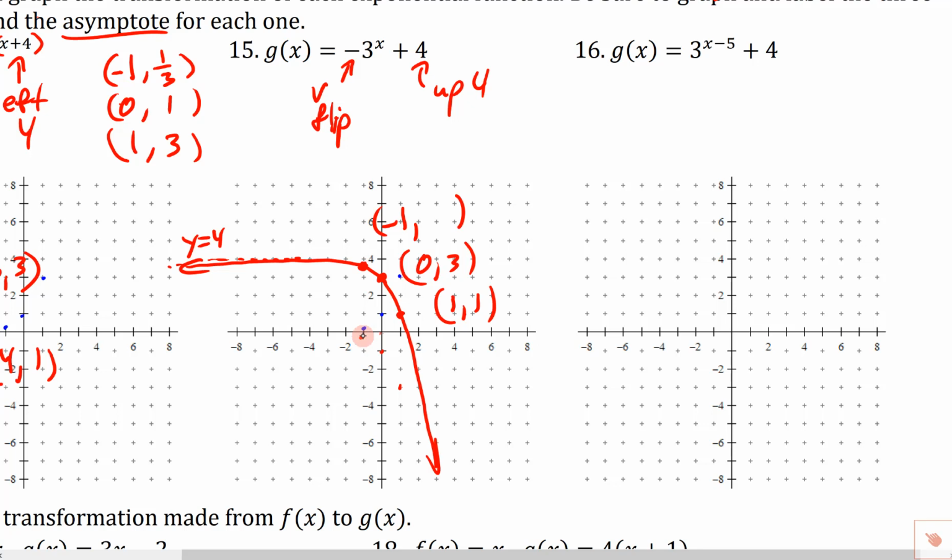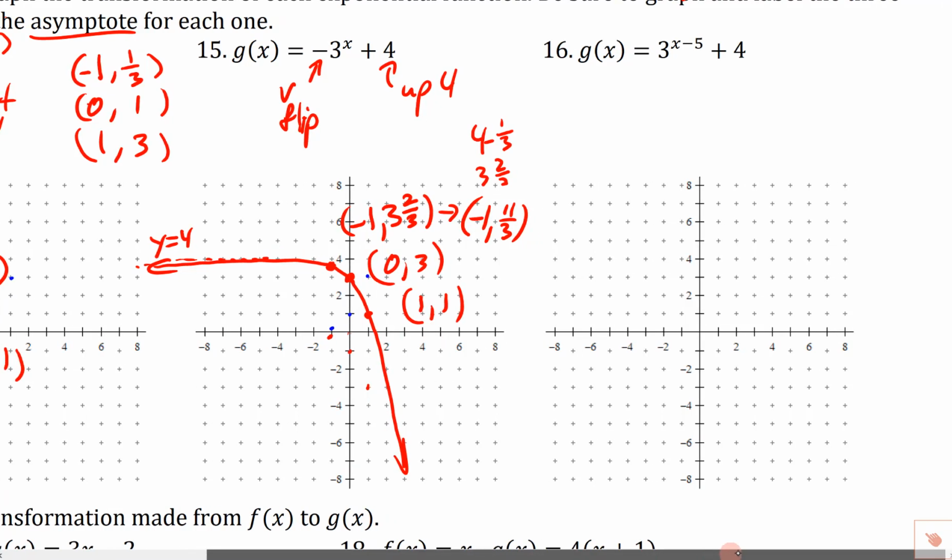We went down 1/3 right here, and then we moved everything up 4 units. So it's going to be 1/3 less than 4. So if we do 4 minus 1/3, that's going to be 3 2/3. And I'm totally okay with you leaving it like that. If you wanted to write it as an improper fraction, this would be -1, 11/3. Either way would be totally fine, but we've got the asymptote, we've got the key points on there, we've got them labeled. So we're in pretty good shape there.